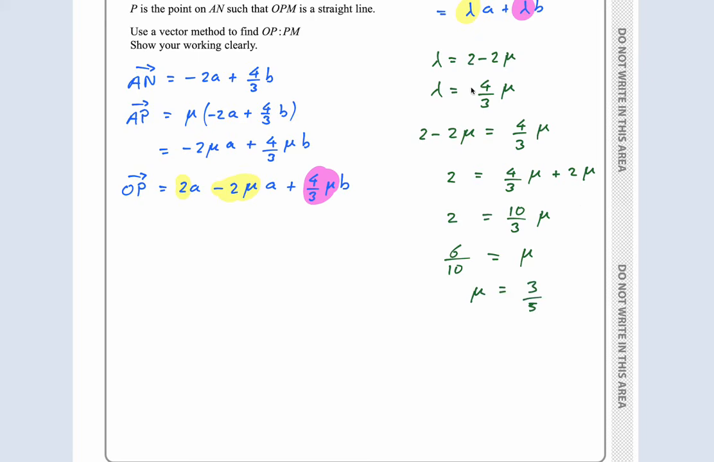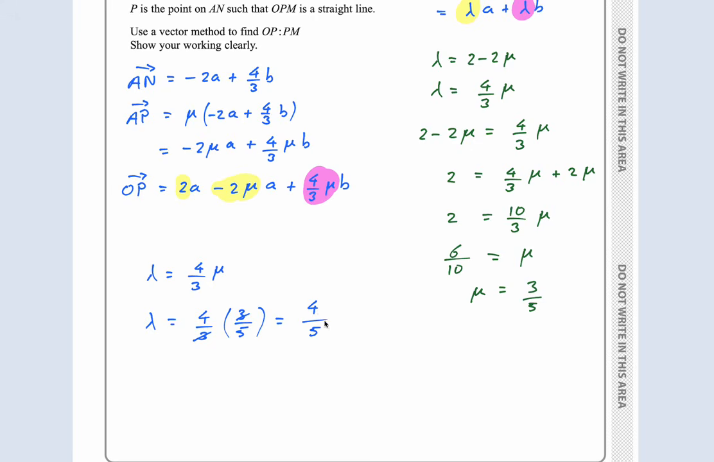Fine. And then over here, I can say, lambda, so we know lambda is 4 over 3 mu. So lambda is 4 over 3 times 3 over 5, which is, the 3's cancel, 4 over 5. Okay, this makes me happy, guys, because I know I'm right, because I know the answer.